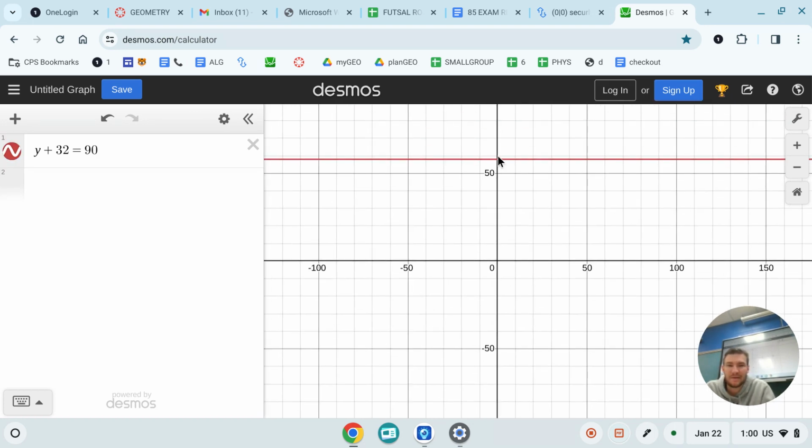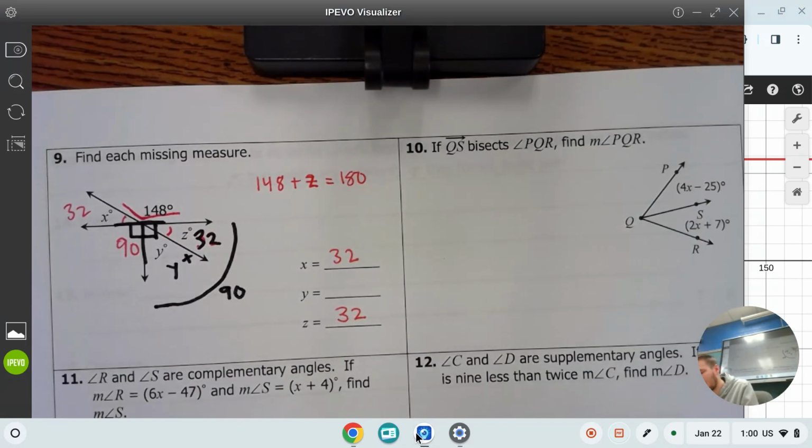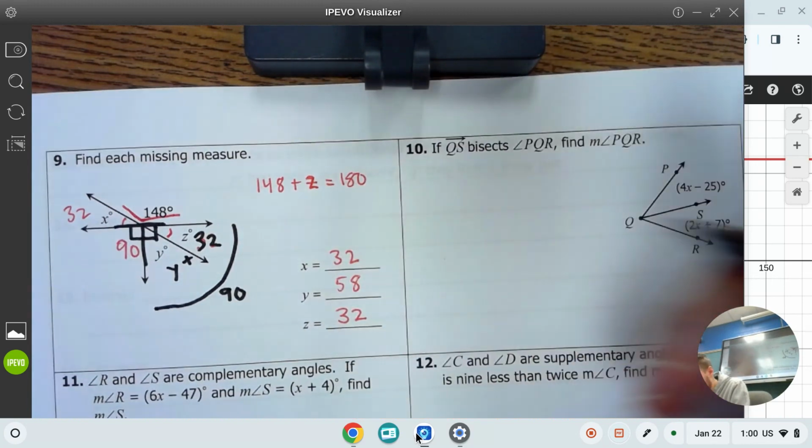And zoom out a little bit. I see it there, 58. I think that Y is going to be 58.